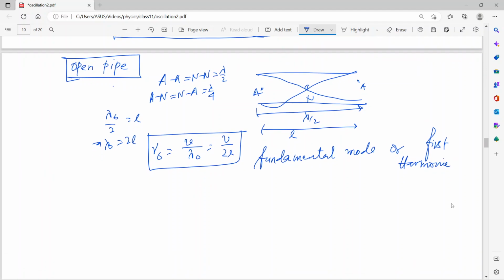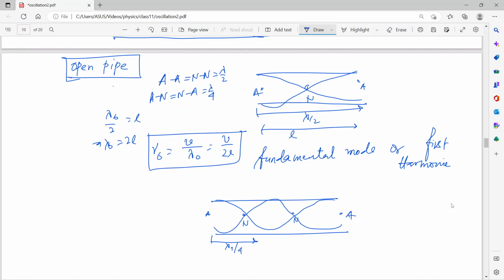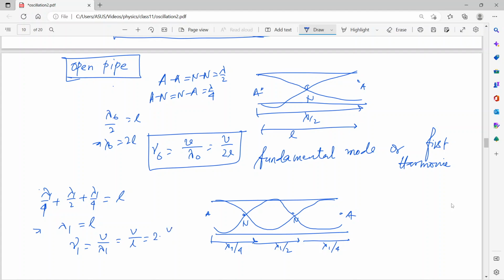In the next case, nodes are created somewhere. So if this is antinode and this is antinode, what will happen? Antinode to node is lambda 1 by 4, node to node is lambda 1 by 2, node to antinode is lambda 1 by 4. So the total is lambda 1 by 4 plus lambda 1 by 2 plus lambda 1 by 4 equals L, so lambda 1 equals L. That means the frequency can be written V by lambda 1, so V by L, which is 2 into V by 2L, that means 2 mu naught. So you find here that even harmonics are present.